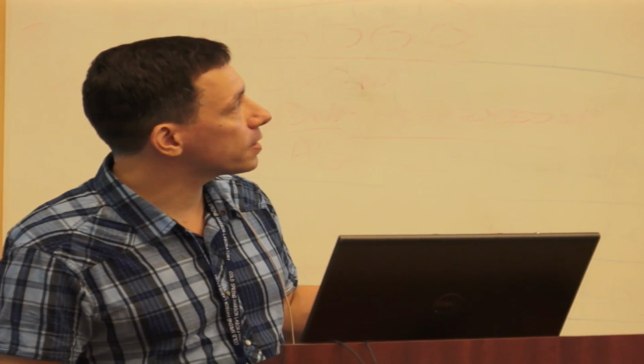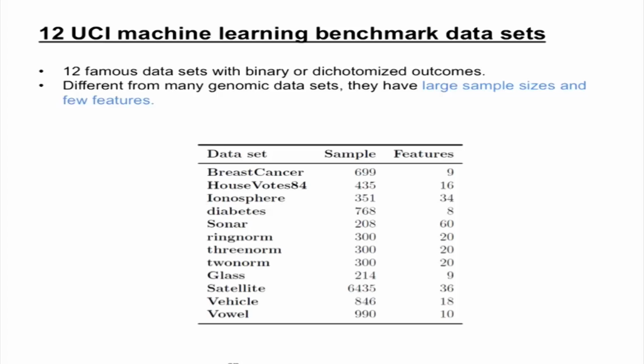Okay, let's move to these very famous UCI benchmark data sets. What is striking about them is they actually involve many observations. Remember earlier we may have had 50 cancer subjects. Now we have hundreds of subjects. And the other thing is they involve few features. In the previous comparison, we had 5,000 genes as covariates. Now we have 9 features, 16 features, and so on.